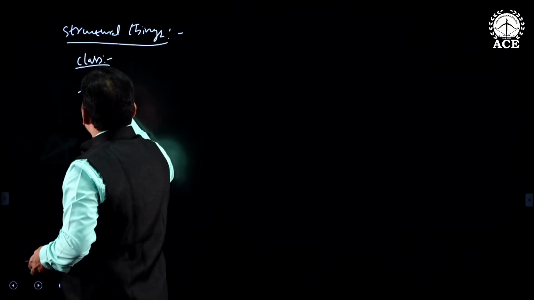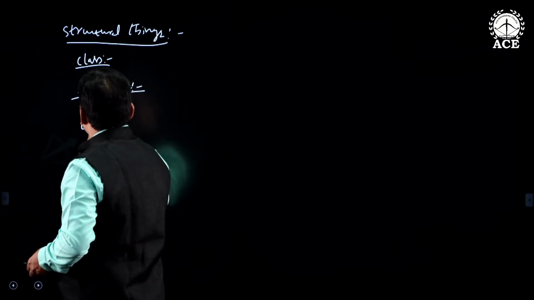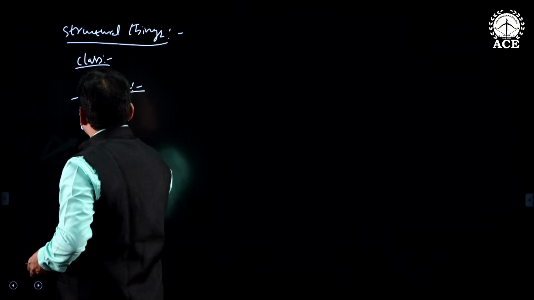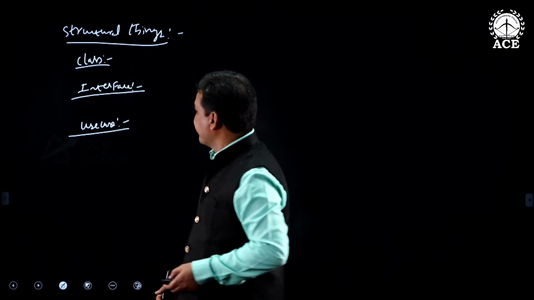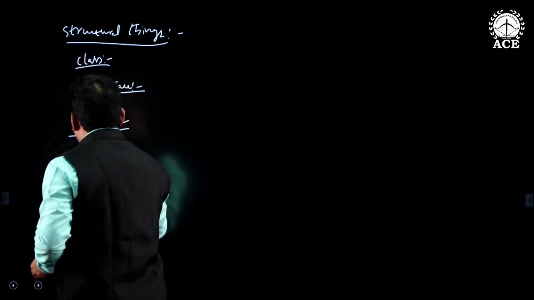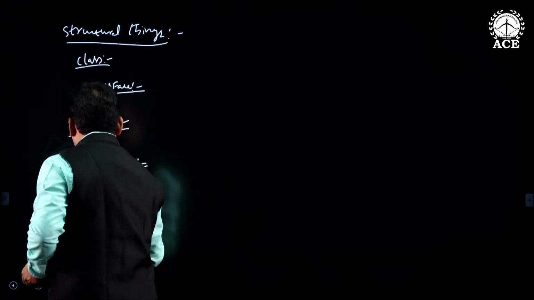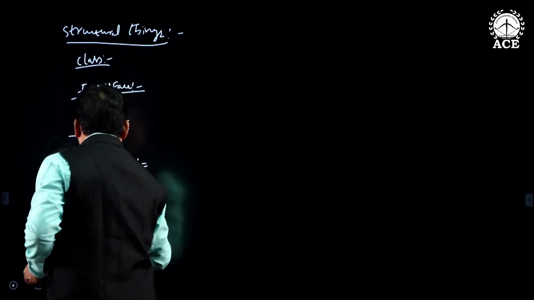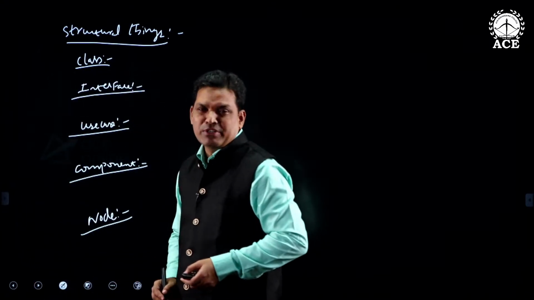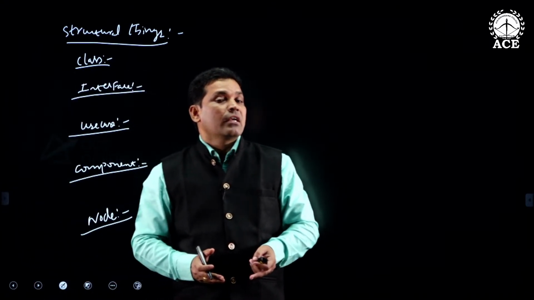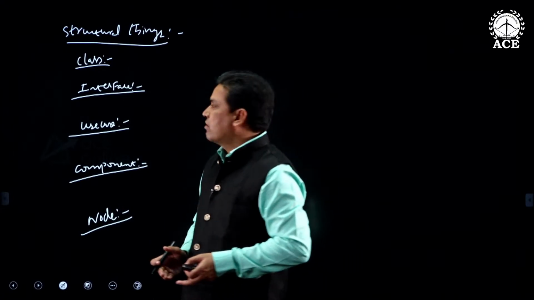Interface is a structural thing, right? Use case comes under structural things, right? Class, interface, use case, component come under structural things, right? Node comes under structural things. These are all the structural things, which represent the static view of a software system.